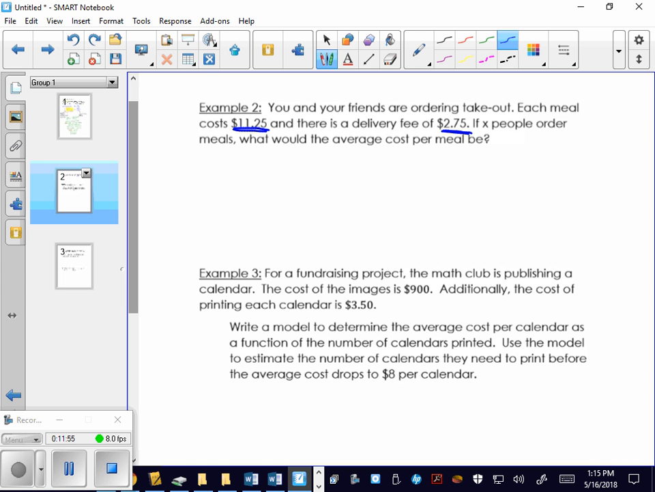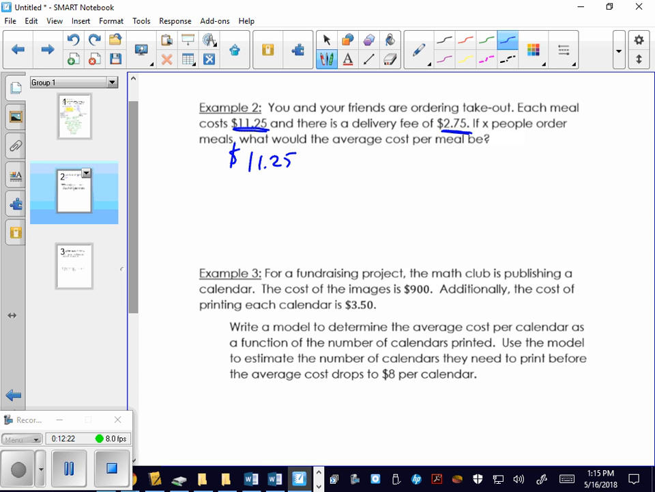So in order for us to find out the average cost per meal, well, everybody is paying $11.25. We're going to divide the $2.75 by the number of people, because that's going to be the average cost for the delivery fee. So in other words, think of it like this. You're going to pay $11.25 for your meal.